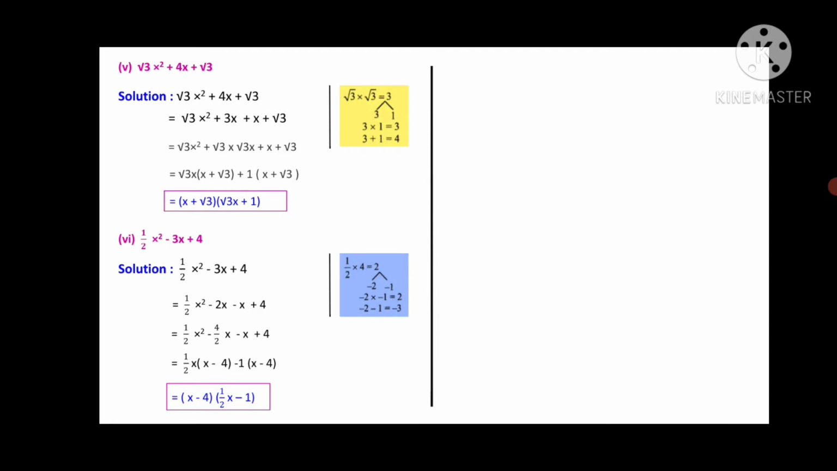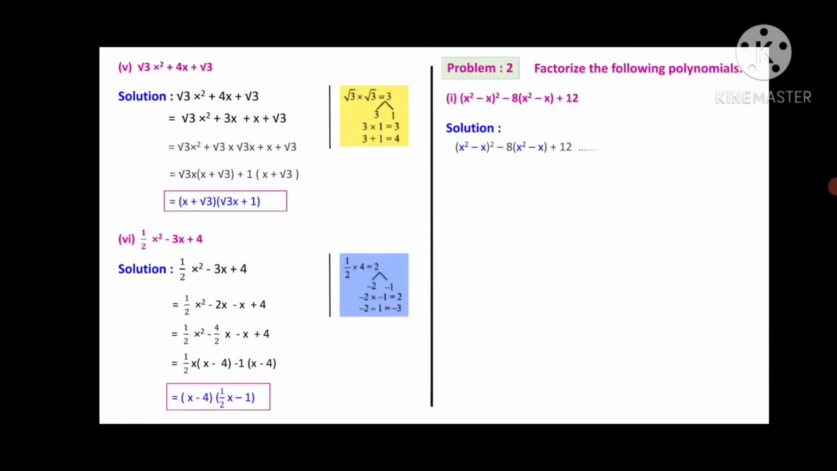So friends, now let us start with problem number 2. Factorize the following polynomials. First is x square minus x whole square minus 8 into bracket x square minus x plus 12. Here we are using substitution. The given problem is x square minus x whole square minus 8 into x square minus x plus 12. I have shown x square minus x in another color, blue. So we will substitute x square minus x equal to m. So the polynomial will become m square minus 8m plus 12.